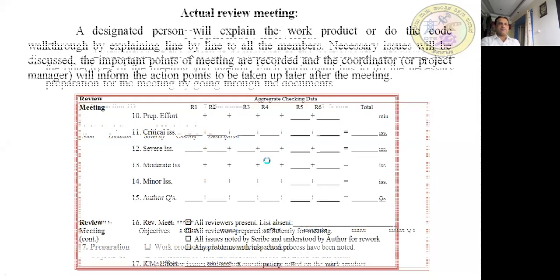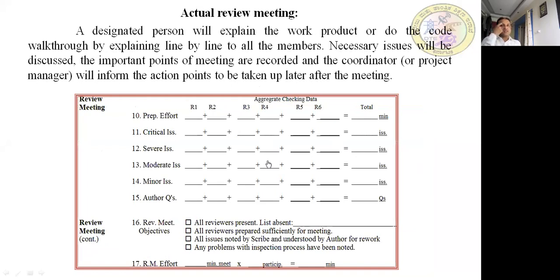Yes, fine. Next, the actual review meeting. Now this is the document for the actual review meeting. A designated person will explain the work product or do the code walkthrough by explaining line by line to all the members. There is the author. You would have seen the diagram. The author, the person who has written the code, will explain the code line by line.